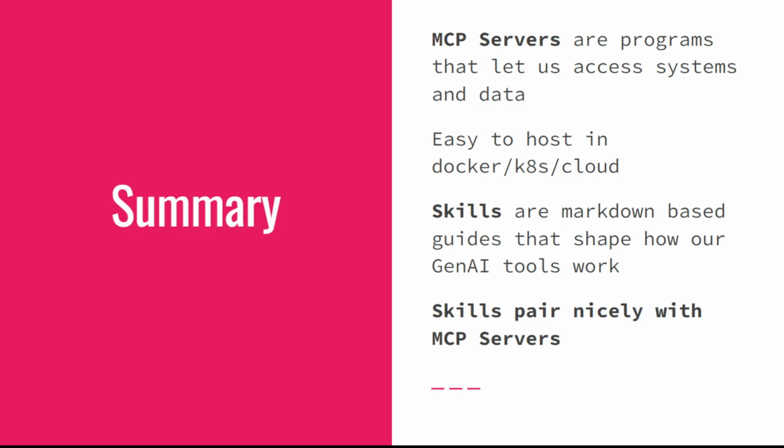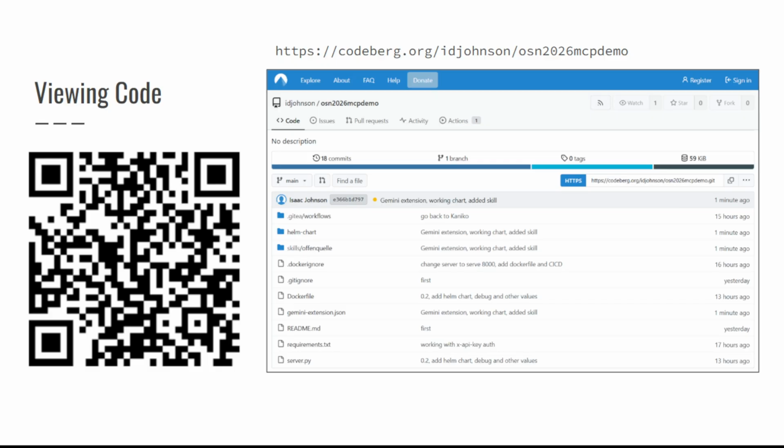But what I would like to make an argument here that I don't see as many people doing is that skills are complementary to MCP servers. They work well with MCP servers. So a skill plus an MCP server makes a very complete offering. All the code that I just showed you is over in my Codeberg repo under ID Johnson OSN2026 MCP demo, as well as the skill there is in the skills folder. So feel free to grab that and use it however you see fit.